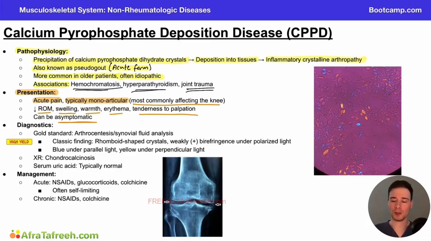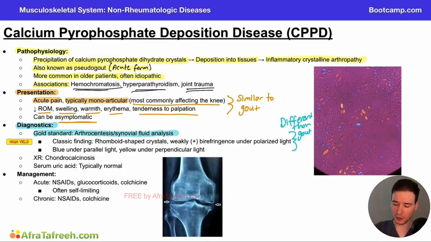When we think about working up these patients, we know that the presentation can be very similar to gout. And so we really differentiate ourselves by looking at the diagnostics. And again, the gold standard is going to be the arthrocentesis or synovial fluid analysis. And the reason is because these are the key differentiating factors between gout. And so here, the classic finding that we're going to see is rhomboid-shaped crystals. Remember in the gout video, I said to keep in mind what the structure was, and that's because they were needle-shaped crystals. But here we have rhomboid-shaped crystals. So that's a key differentiating feature from gout versus pseudogout.